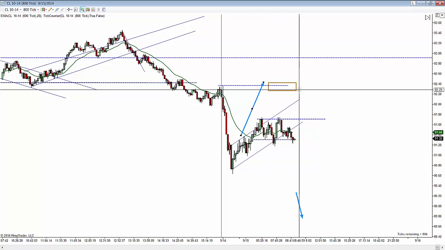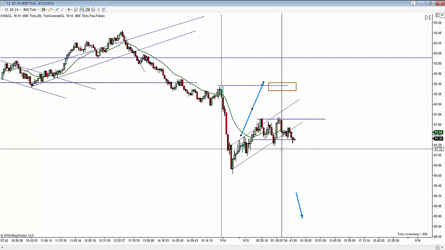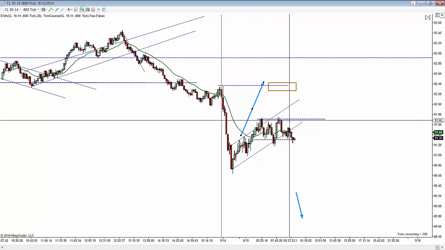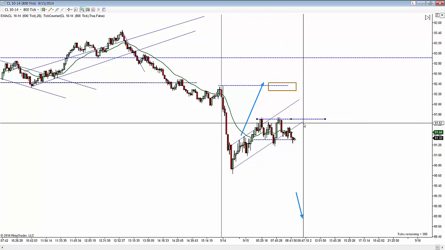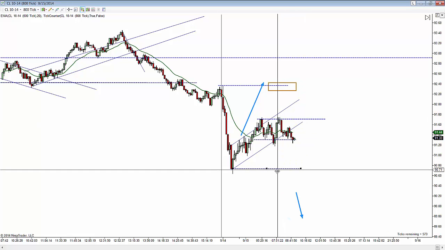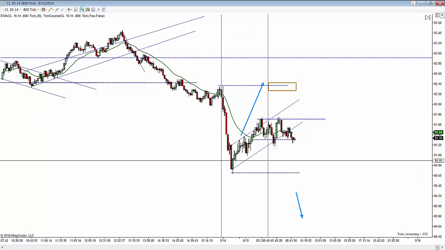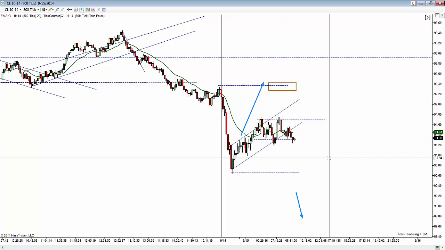So we look for maybe a retracement here, or perhaps a continued decline to the overnight low. We're really almost right in the middle between the overnight high and overnight low, right in this area.